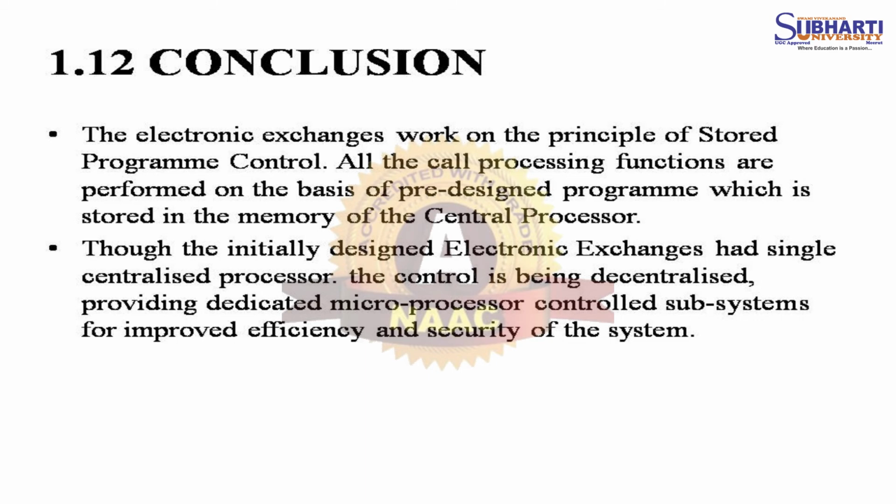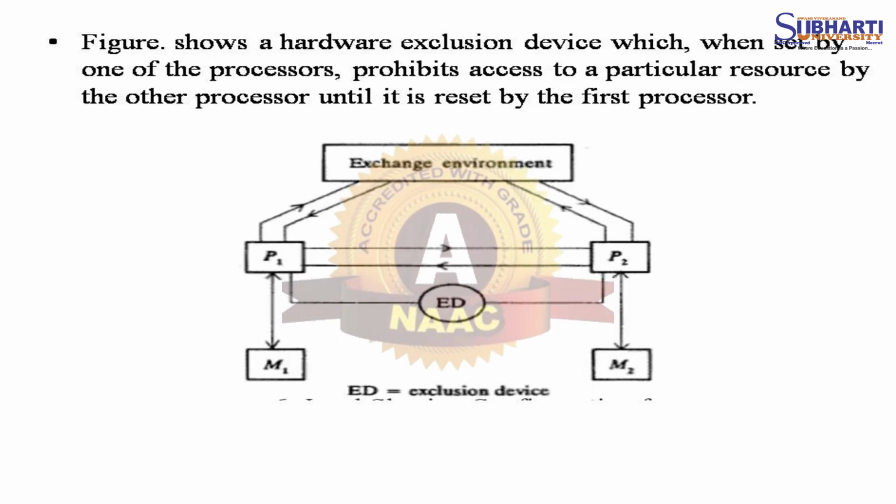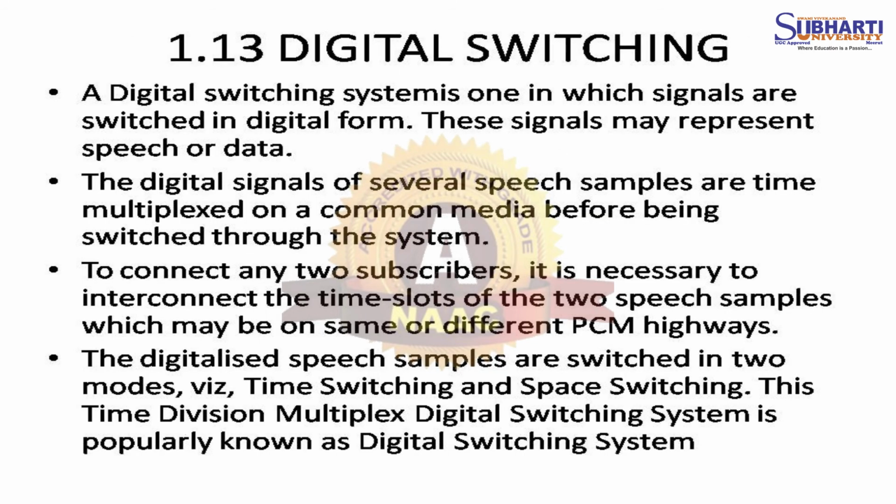Digital switching. A digital switching system is one in which signals are switched in digital form. These signals may represent speech or data. The digital signals of several speech samples are time multiplexed on a common medium before being switched through the system. To connect any two subscribers, it is necessary to interconnect the time slots of the two speech samples, which may be on the same or different PCM highways. The digitalized speech samples are switched in two modes via time switching and space switching. This time division multiplex digital switching system is popularly known as digital switching system.